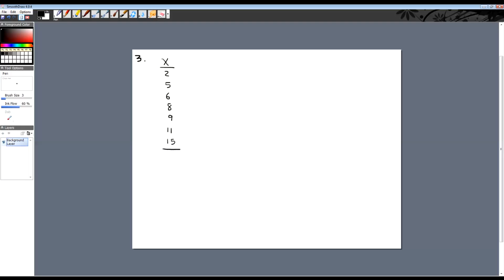So let's calculate the average of these values. 2 plus 5 plus 6 plus 8 plus 9 plus 11 plus 15 equals, there are 1, 2, 3, 4, 5, 6, 7 numbers, divided by 7. This gives us an average. X bar equals 8. N, that is the number of items, is 7.